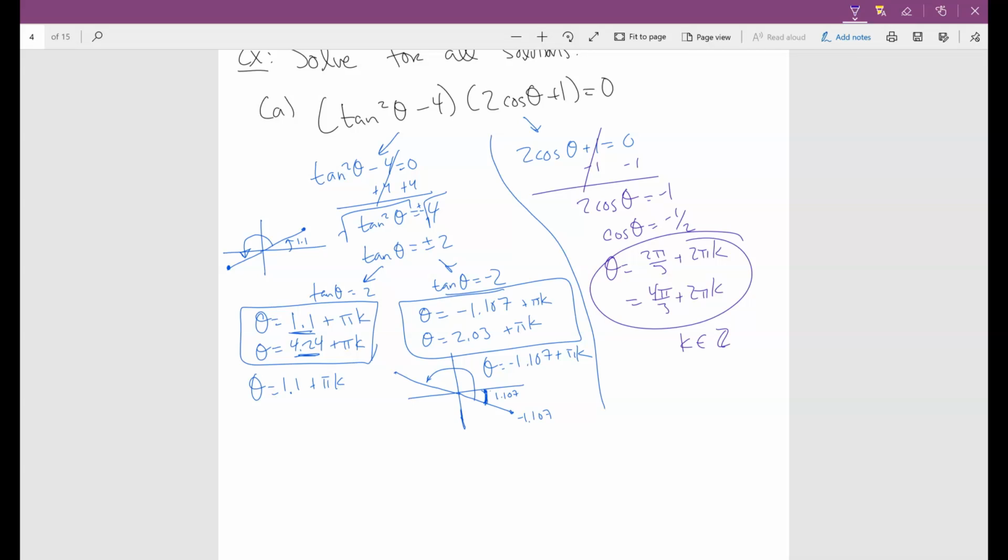Usually dealing with the 2 pi case is really easy. There's not a lot to it.